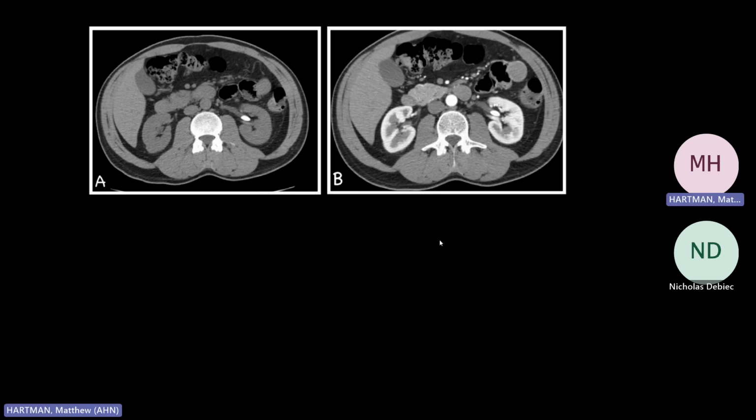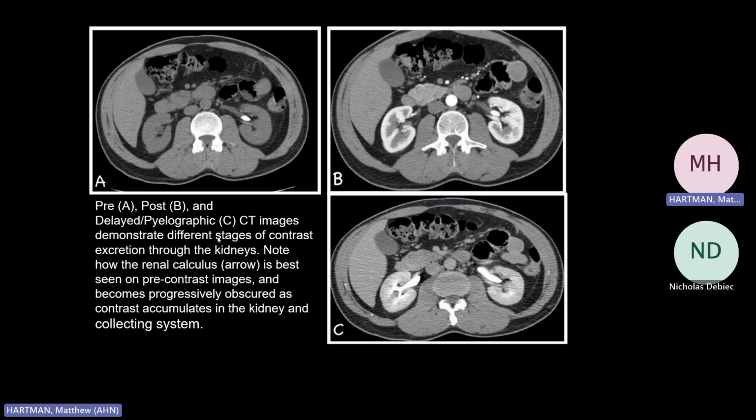This is one of my favorite cases. This is a patient with left-sided flank pain, and they did a CTU protocol. So we have the non-contrast scan, and the stone shows up very nicely. We give contrast. We're in the corticomedullary phase here, a little bit harder to see the stone.